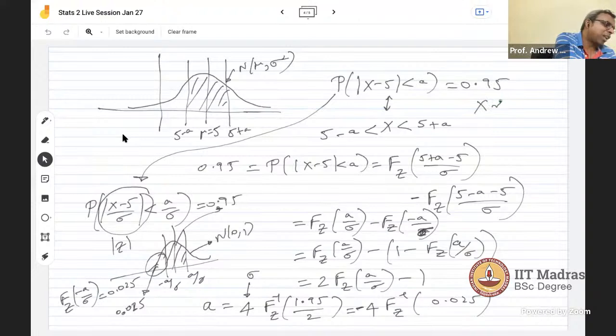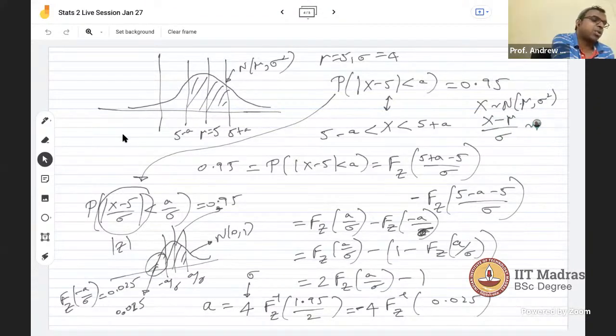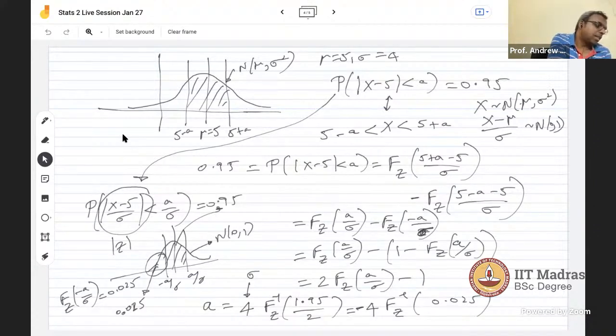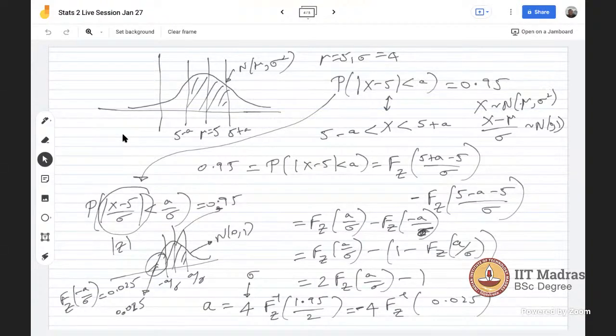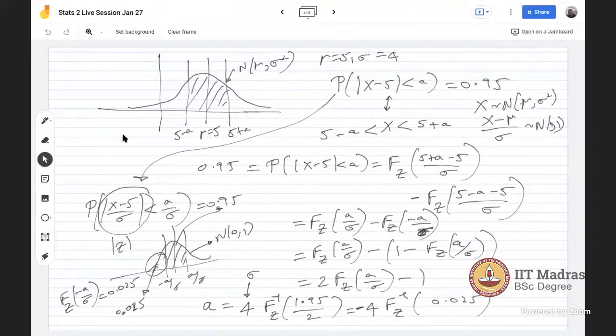Remember, mu equals 5 and sigma equals 4 in this problem. I keep going back and forth between these notations. X is normal with mean mu and variance sigma squared. What is x minus mu by sigma? It has the same distribution as standard Z, the 0, 1 normal. That's what I've done here. So I can go and look for this problem. This is the same as the probability that mod z is less than a by sigma. So I went from the probability of mod x minus 5 less than a to a problem where you had the probability of mod z less than a by sigma. Both of these are exactly the same.